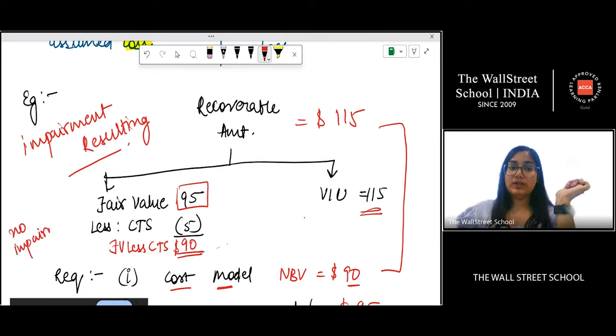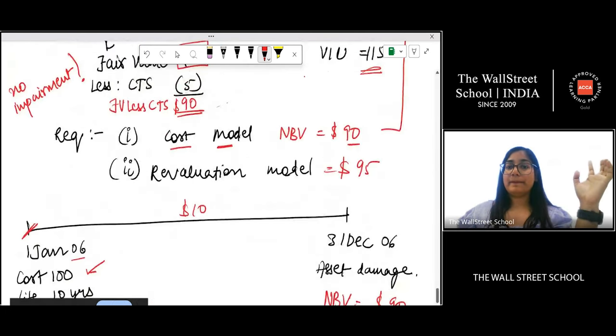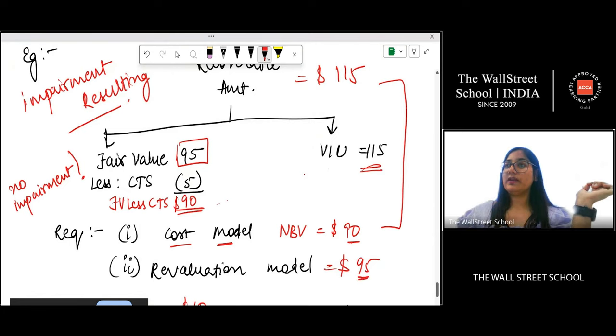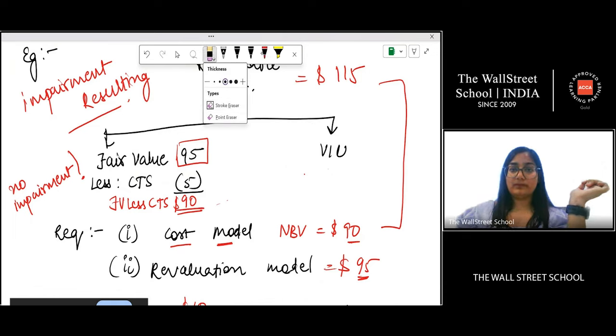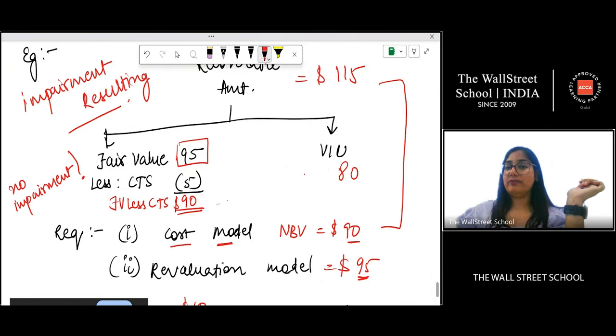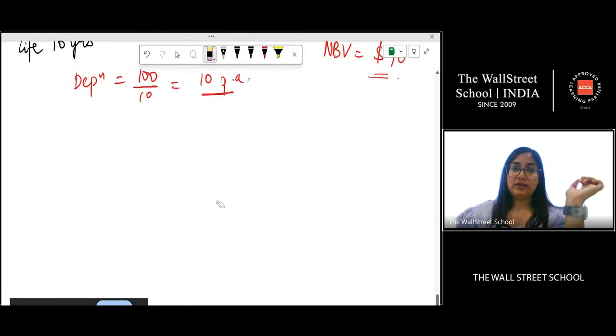So there can also be cases where there is no impairment in the question. Okay. If we take revaluation model, then also, is there any? Still no. Okay. Is it clear? If I would have changed this amount to, let's say, $80, then 90 would have been a higher amount. And under revaluation, there was an impairment that has happened, but in cost model, nothing would have changed, right? If I would have saved the amount. That's it. Okay.